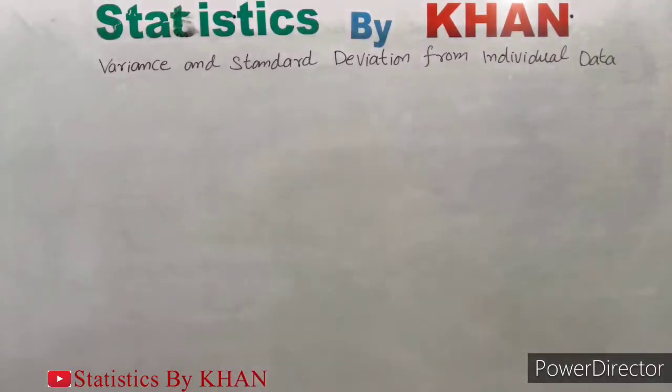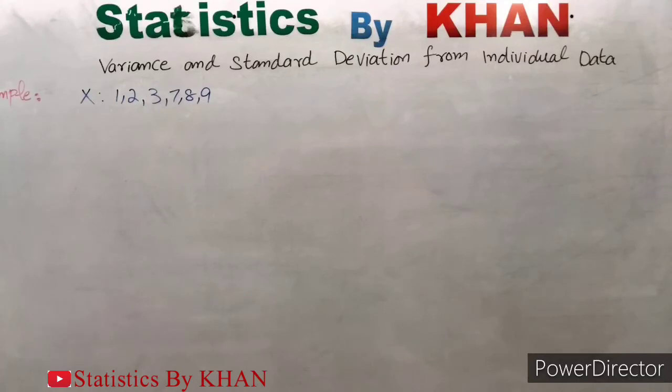Suppose we have a data set. The data set has been denoted by X and it contains 1, 2, 3, 7, 8 and 9 as data points or the values of the variable. And now we are computing variance from this data set. For this purpose, we will proceed as follows. For computational purposes, we are writing this dataset vertically.